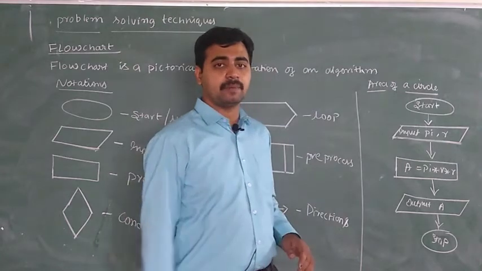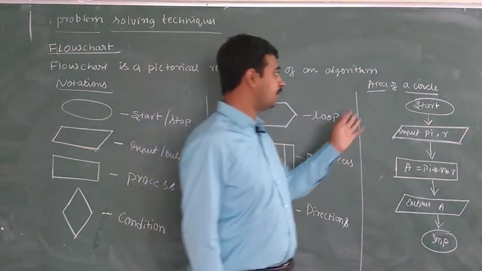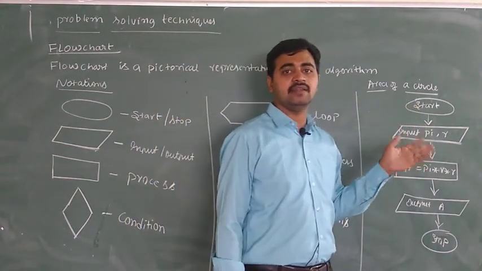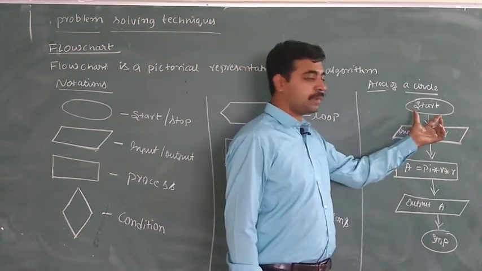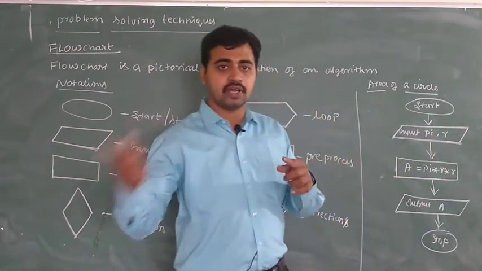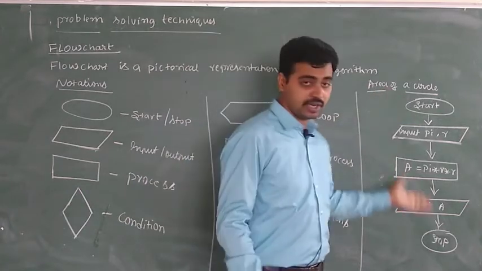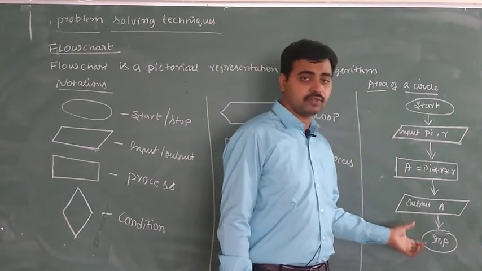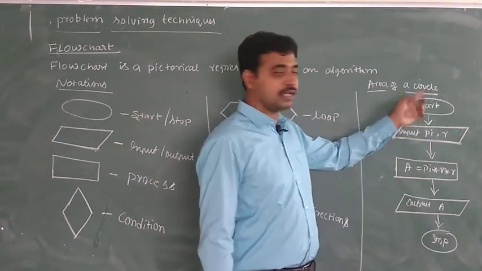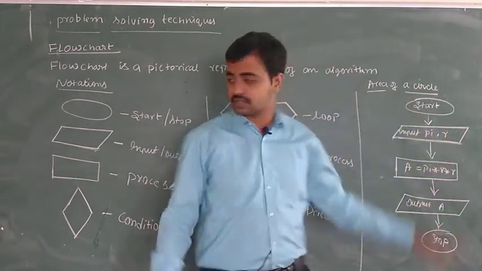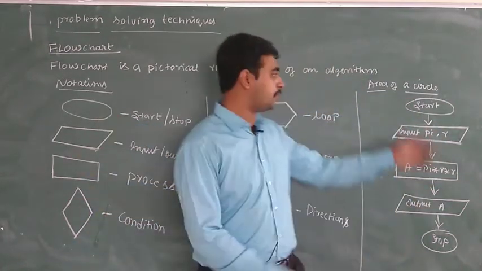Just for your example, I am taking the same example, area of a circle, designed in a flowchart. What is step number 1? You need to refer to the steps of the algorithm, so that you will understand how the flowchart is designed. Step 1 is start. For start, what symbol must we use? Oval.